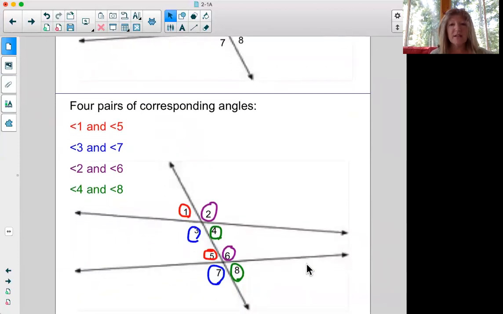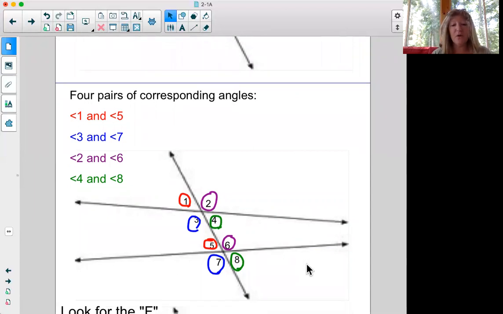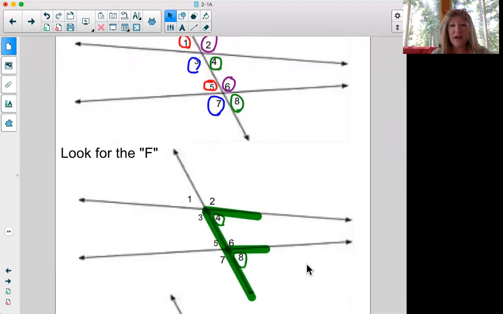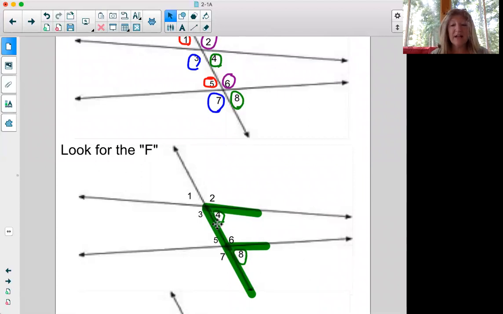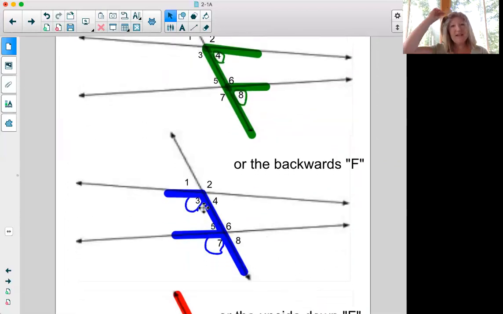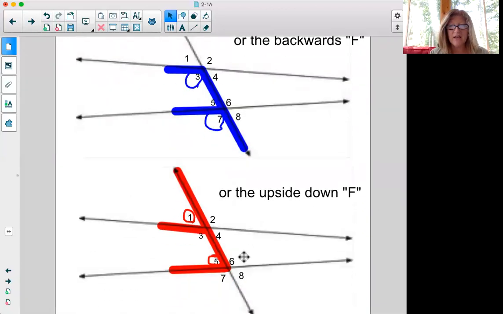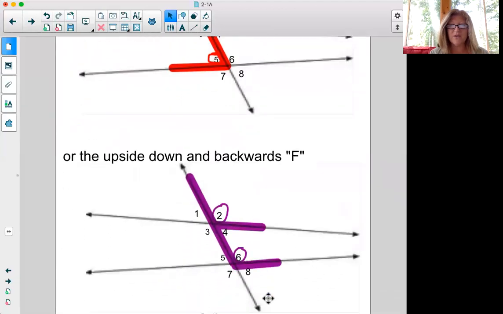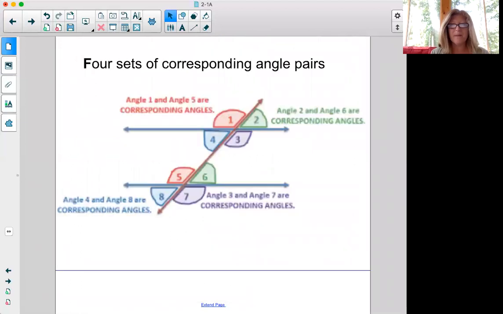Notice in all the other special cases, there are only 2 different angle pairs formed, but now we've got 4 different angle pairs formed. And F stands for the word four, there are 4 angle pairs, and F is the letter we look for as a cheat letter to find corresponding angles. The angles will be in the little elbows, little nooks of the letter F. So 4 and 8 are corresponding angles. 3 and 7 are corresponding angles. 1 and 5 are corresponding angles. And 2 and 6 are also a corresponding angle pair. So 4 sets of corresponding angle pairs.